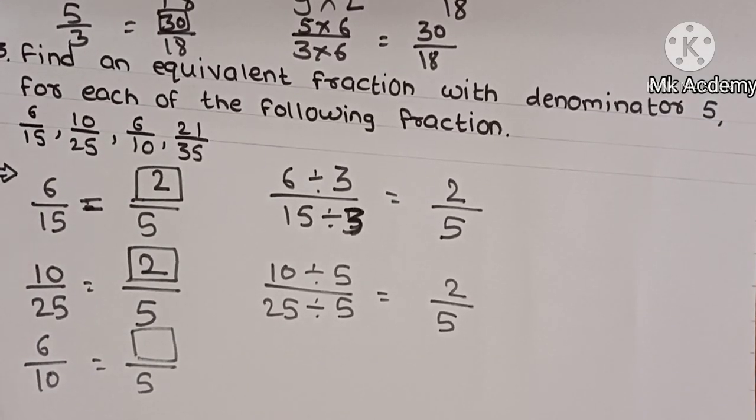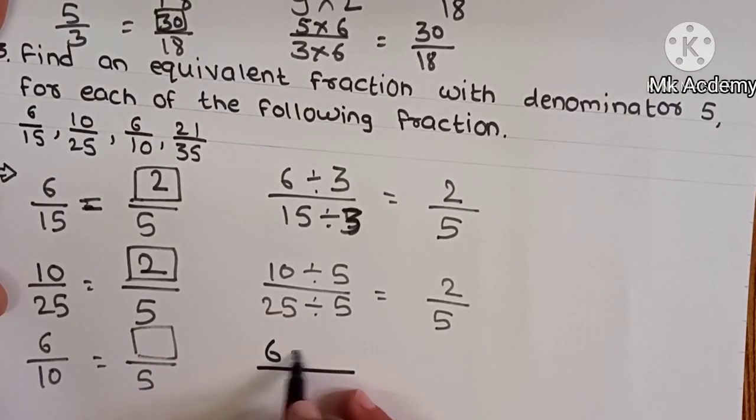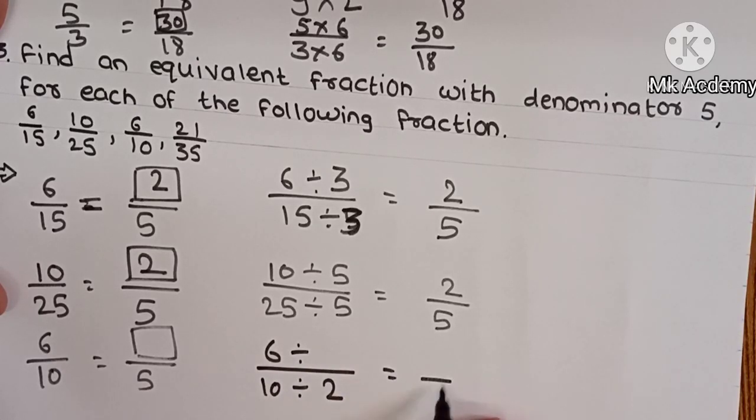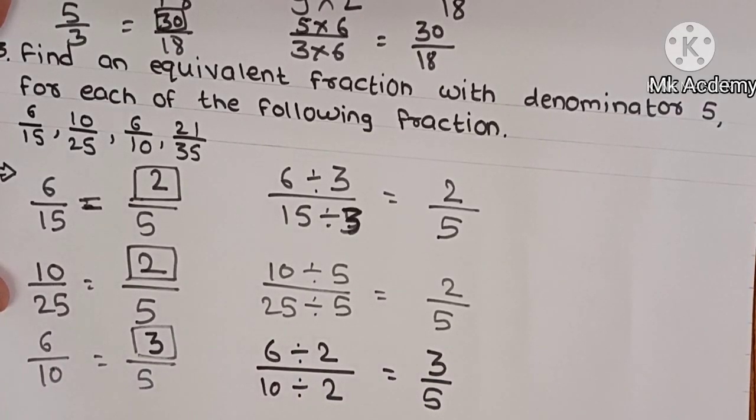Now in this fraction, to get 5, we have to divide 10 by 2. 2 5s are 10. The numerator is also divided by 2. 2 3s are 6. We have to write the 3 in the box.